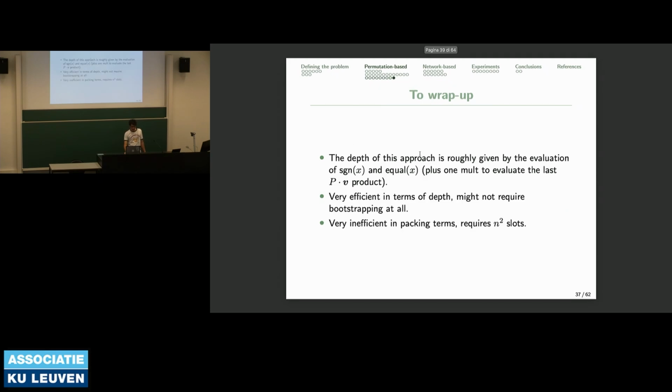Now, the depth of this approach, as you may notice, is actually fine. It's roughly given by the evaluation of the signum function and the sinc function. But the sinc function doesn't need many levels, actually. The signum does, but if we evaluate it just once, it's okay. And in terms of efficiency, we don't even resort to bootstrapping at all, because we can fix a circuit depth, which is not that large, as we will see in the experiments later. The only drawback of this approach is that we need to repeat the vector n times in the ciphertext.